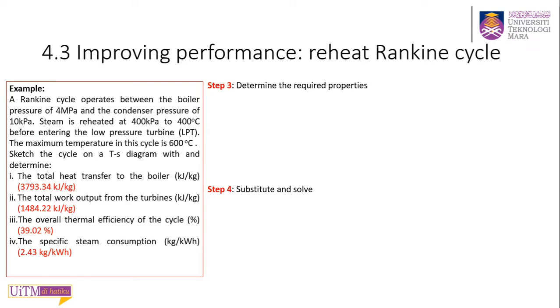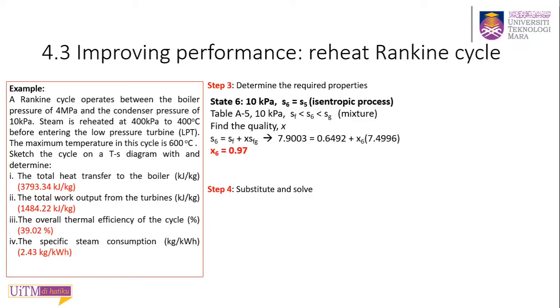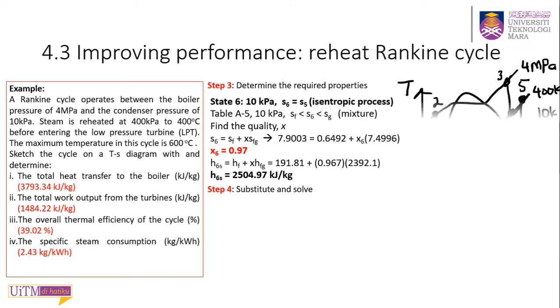At state 6, since this is an isentropic process, using the appropriate table, remember to check the phase. Now, since the phase is a mixture, we have to calculate the quality here at state 6, and then using the equation of mixture, calculate the specific enthalpy at state 6. We can then sketch the TS diagram for the question based on the states that we have already determined.